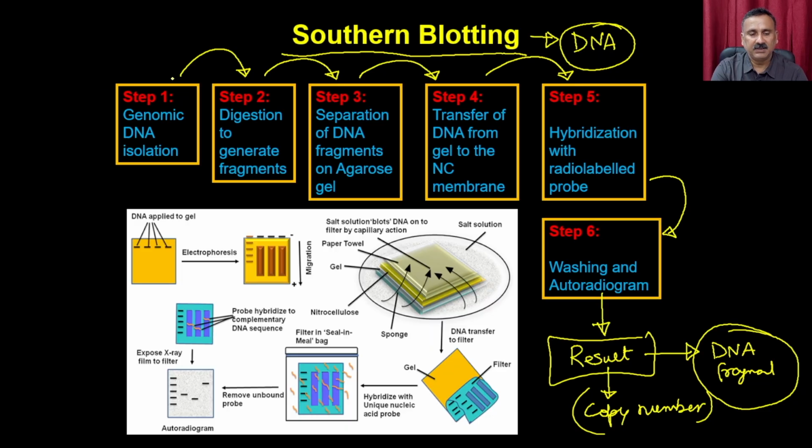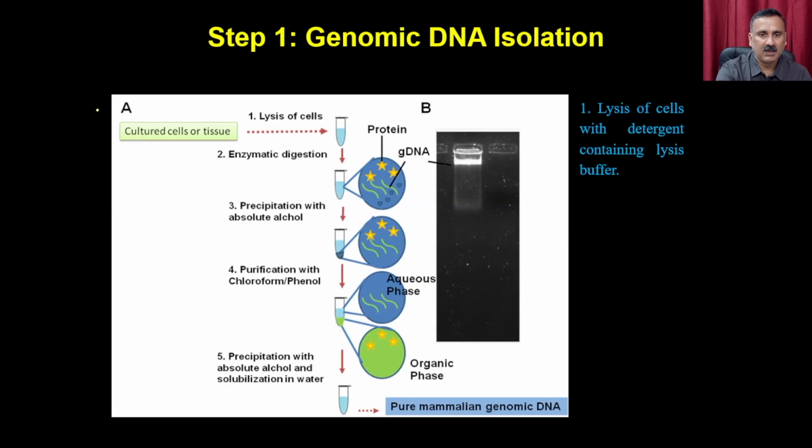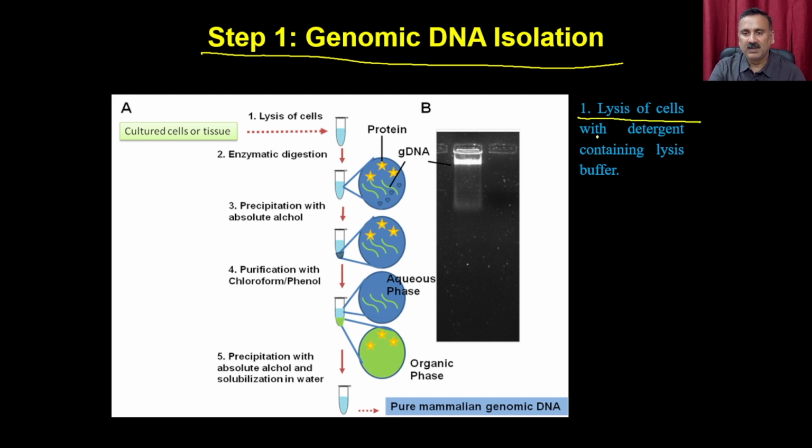So, the first step is that you are going to start with the genomic DNA isolation. Genomic DNA isolation is also a multi-step process. In that multi-step process, the first step is that you are going to do the lysis of the cell with the help of the detergent containing lysis buffer. Now, at this stage you can have two different types of sources. You can have either the cell, or you can have the tissue.